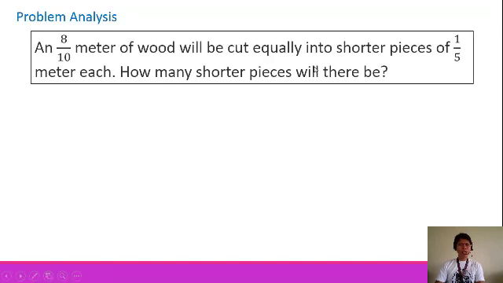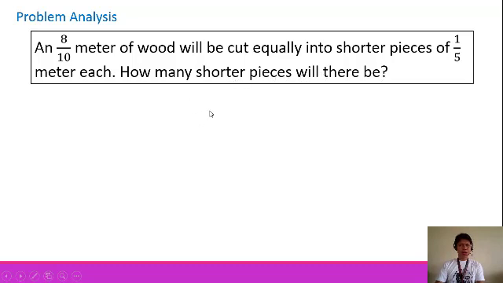This time we'll continue with another topic in math, which is about division of fractions. So let's start with a problem analysis. An 8/10 meter of wood will be cut equally into shorter pieces of 1/5 meter each. How many shorter pieces will there be?